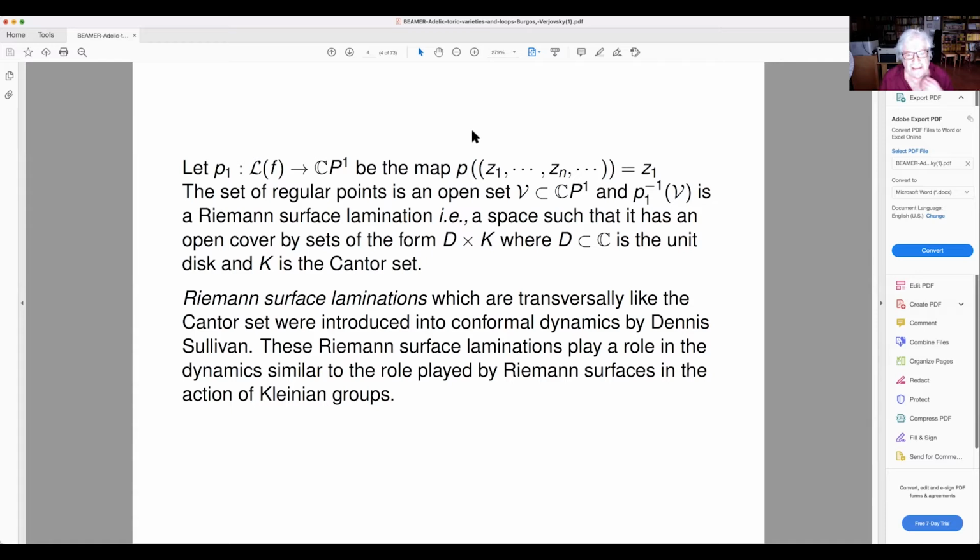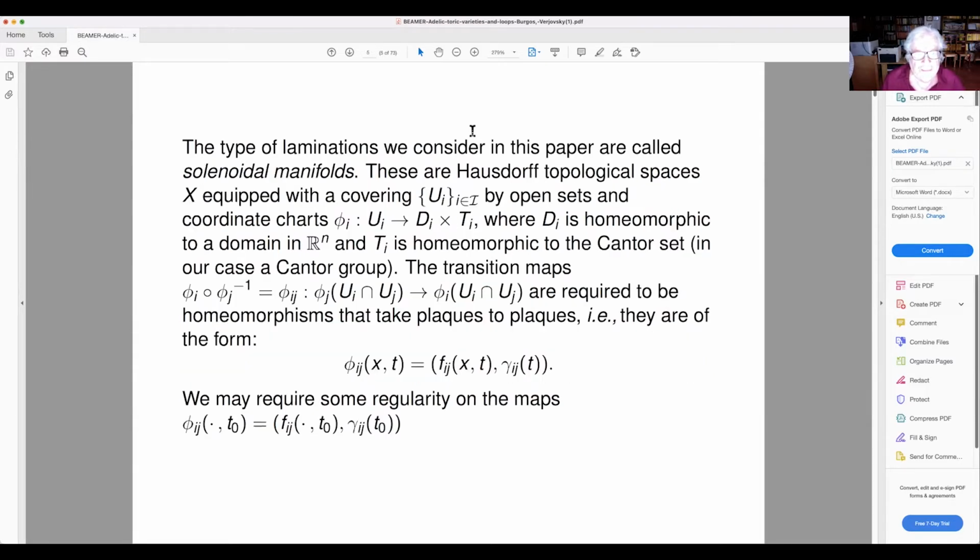I told you dynamical systems were used by Dennis Sullivan to obtain great theorems by Misha Lyubich, Yair Minsky, and others, so that's the motivation of my talk. But the type of laminations we consider in these papers are solenoidal manifolds, a name coined by Dennis Sullivan. These are Hausdorff topological spaces equipped with a covering by sets Ui, of the form an n-dimensional disk times a transversal, which is homeomorphic to the Cantor set.